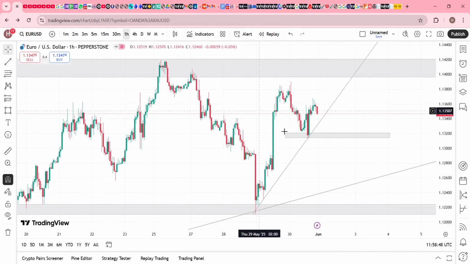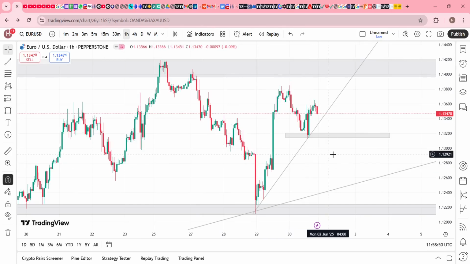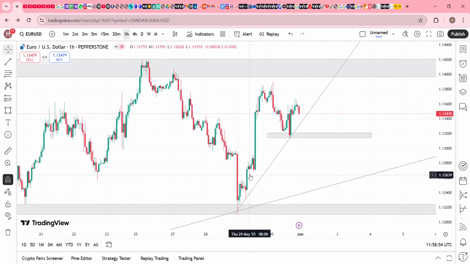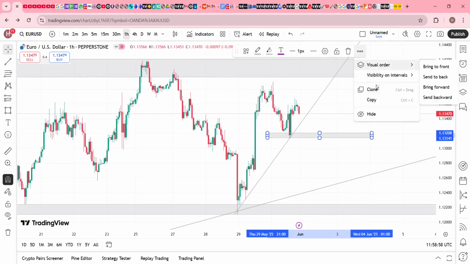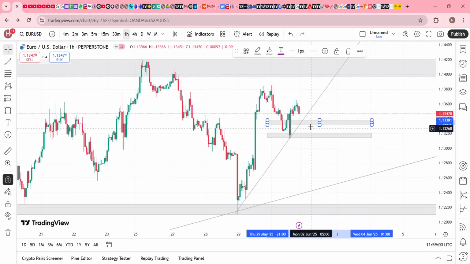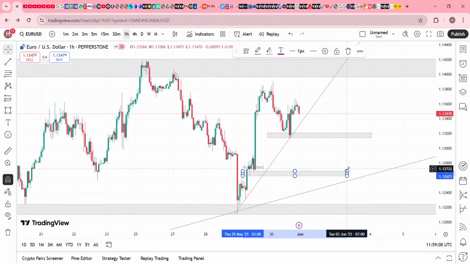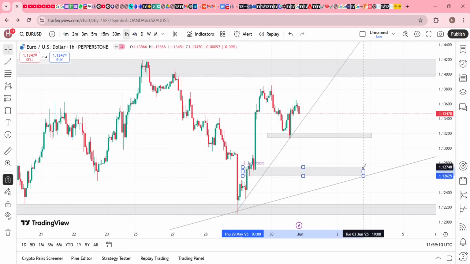We are much closer to the market. So here the question I'm asking myself is, which other zone can I see? I can see a zone right here. I can see a zone at this level. I'm going to clone this right here. I can see a zone at this level. Okay, I can see something at this level.